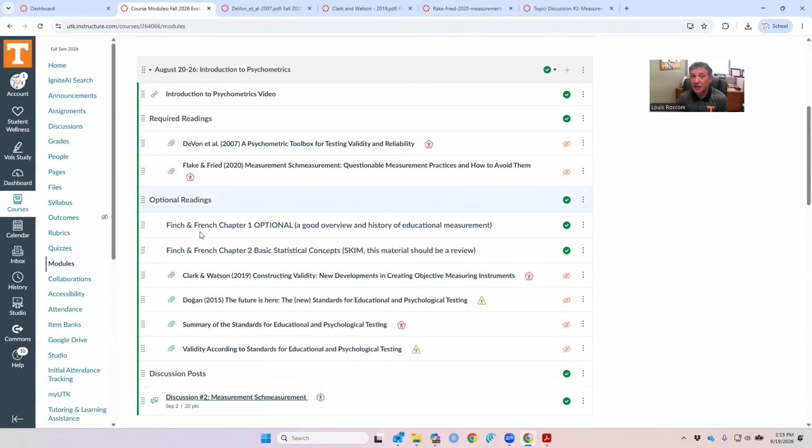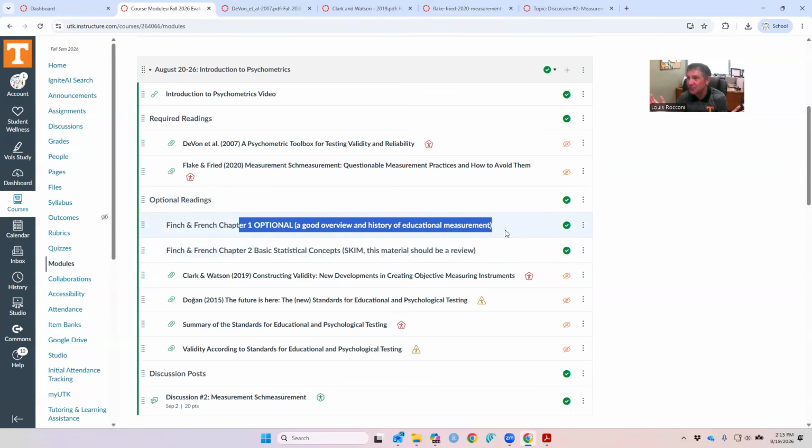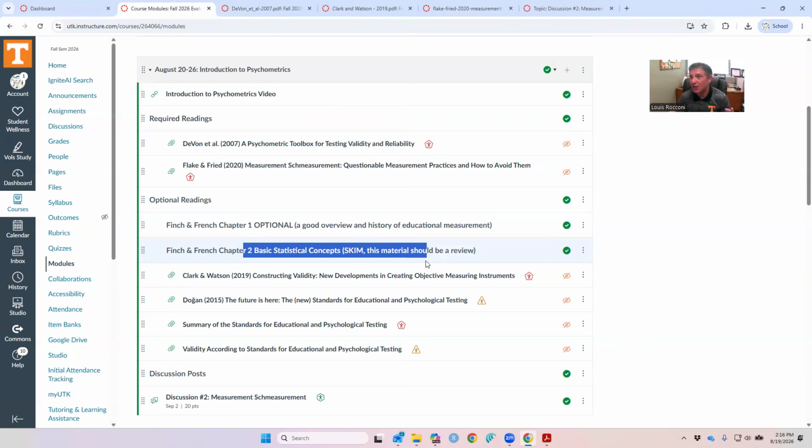The Finch and French book has just a good overview and a history. The first chapter is a general overview of what is educational measurement, and some of the history behind how some of these things started. So it's a nice general introduction into that. Chapter two covers just some basic statistical concepts. So skim over that, make sure you understand those statistical concepts, and email me if you're not understanding something. I can help give you something to supplement that.